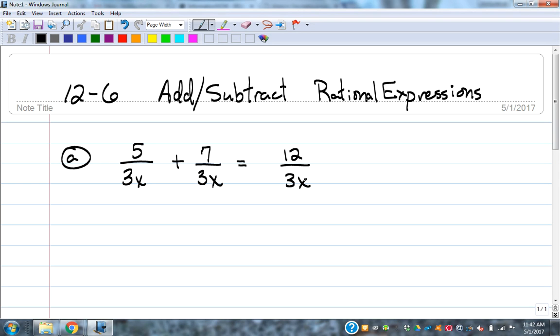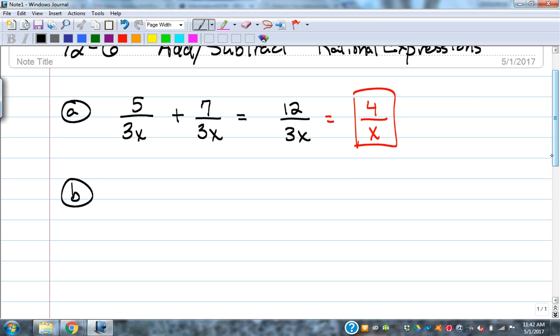Okay, so 3 goes into itself, 3 goes into 12, so that simplifies to be 4 over x. Both of those numbers are divisible by 3, so you divide them by 3. So that's the simplifying part that we did back before the end of course test. So we're going to get a little review as we go here.